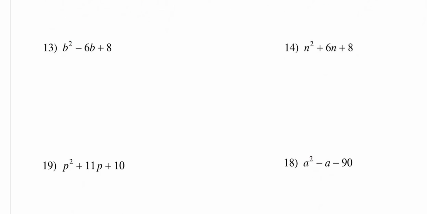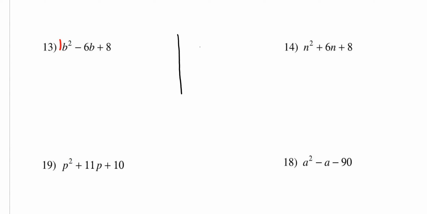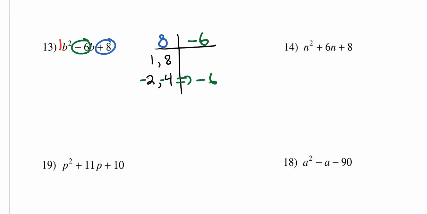Okay, let's move on to question number 13. Leading coefficient of 1, so I need a t-table here. I need two numbers that multiply to 8, and those two numbers need to add to negative 6. You can do a few combinations here. 1 times 8 gives you 8, but that won't give you the 6. Then 2 times 4 would give me the 8, and in order to get the negative 6 there, both these numbers should be negative. So negative 2 minus 4 gives me negative 6.